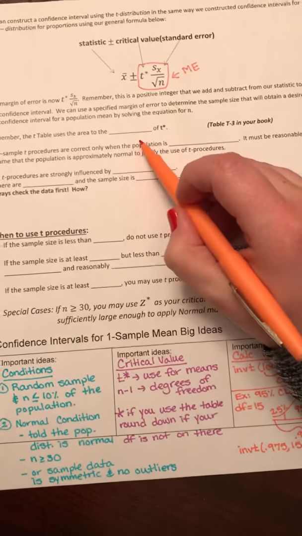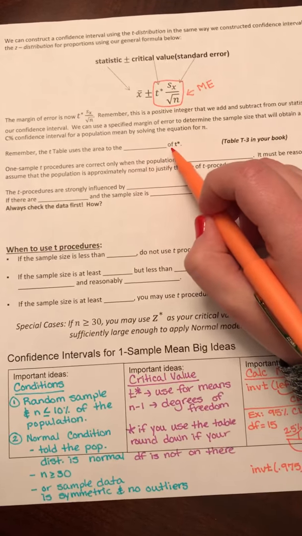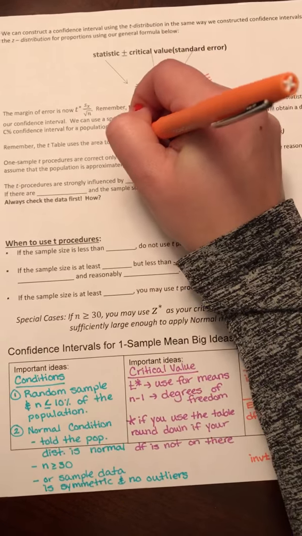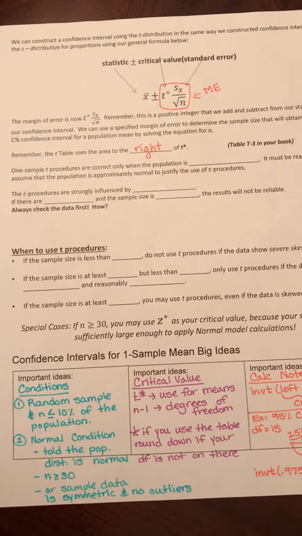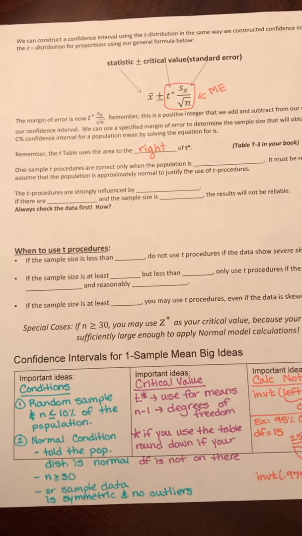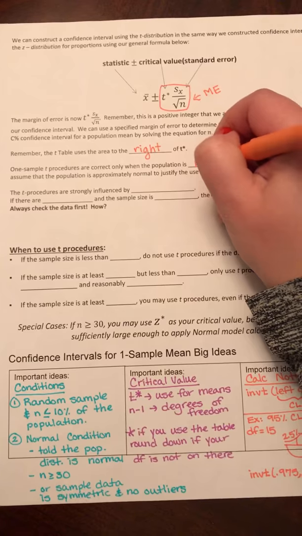In the t table, if you look at that table in your AP formula packet or in your textbook, it uses the area to the right of t. Just a fact to remember about that. T procedures are only correct to use when your population is normal.